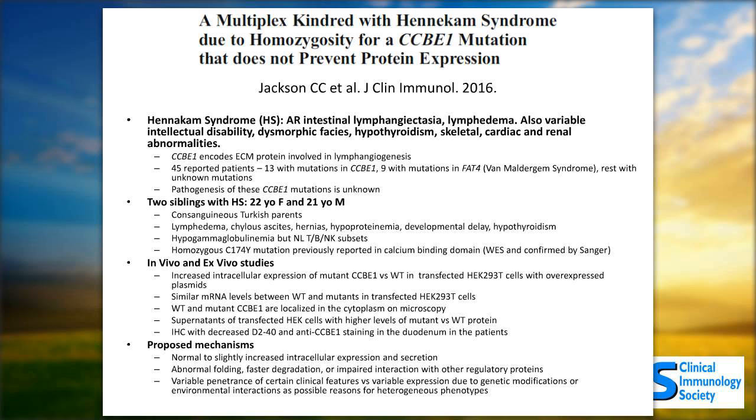So the authors in this paper studied a pair of siblings with Hennekam syndrome who come from a family with consanguineous Turkish parents. They have the features, as you can see here, including lymphedema, chylous ascites, hernias, low protein, hypothyroidism, as well as hypogammaglobulinemia, but normal T lymphocyte subsets.